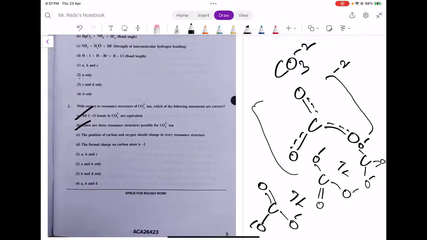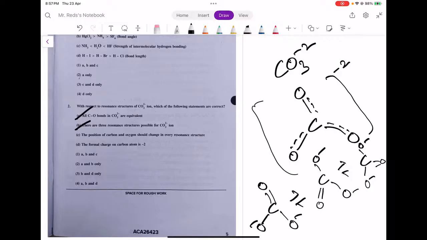What is the meaning of resonance? Resonance is the displacement or delocalization of pi bonding electrons in the given structure. Here the pi bond is present at the upside of the carbon. In this structure, the pi bond is at the left-hand side of the carbon. In this structure, the pi bond is present at the right-hand side of the carbon. So the second statement is also correct.